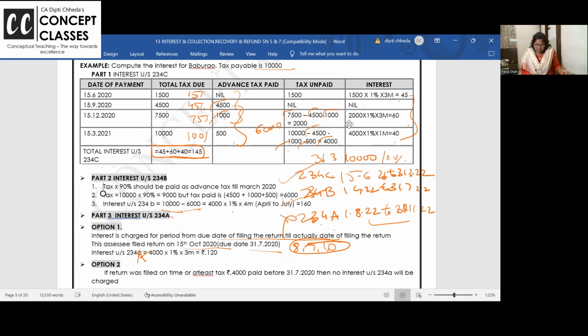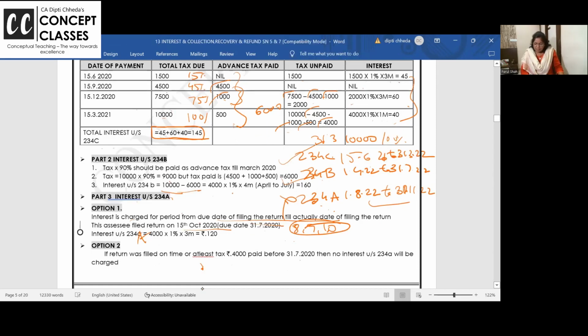Option 1. If the return is filed on time and tax is paid before July, then no interest will be charged. Okay, you have furnished your return late, but you have already paid the tax beforehand. Chalan to aapne bharwa diya. I reached Hyderabad on 3rd August. So I filed my return on 3rd August. But I have very well planned and paid my tax in July only. Then no interest will be charged. Take your time, check the link of 234ABC so that next we can go. So 234ABC is clear.